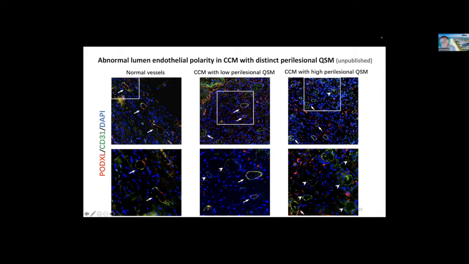However, in CCM with low perilesional iron load, there are still some normal vessels with polarity, as here with the arrow. But we can see some of the vessels only express the green with CD31, with loss of the red staining of PODXL. And if we move over to the CCM with high perilesional iron overload, we see most of the vessels have lost PODXL, which indicates loss of the endothelial polarity.